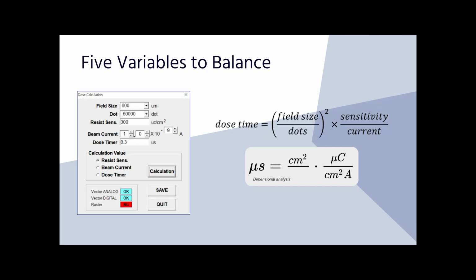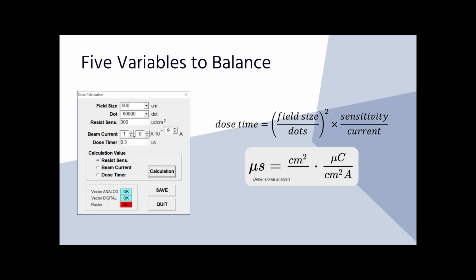The equation that we have to balance is shown on the right. Here, I have solved for dose time, but you can rearrange this equation as needed. Sensitivity is that constant, experimentally determined number that we've been discussing, and it has units of microcoulombs per centimeter squared. That area dependence is important. This is why the field size and number of dots is in the equation.